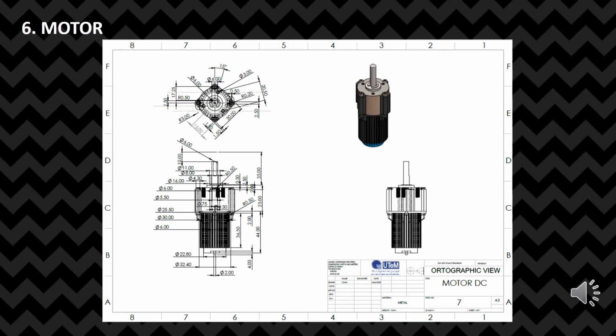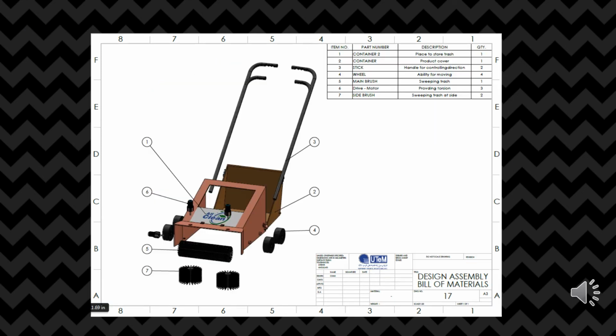Number 6 is a motor. Our project uses 3 motors to move the 3 brushes. The motor we use is a DC motor, and the material of this DC motor is metal.